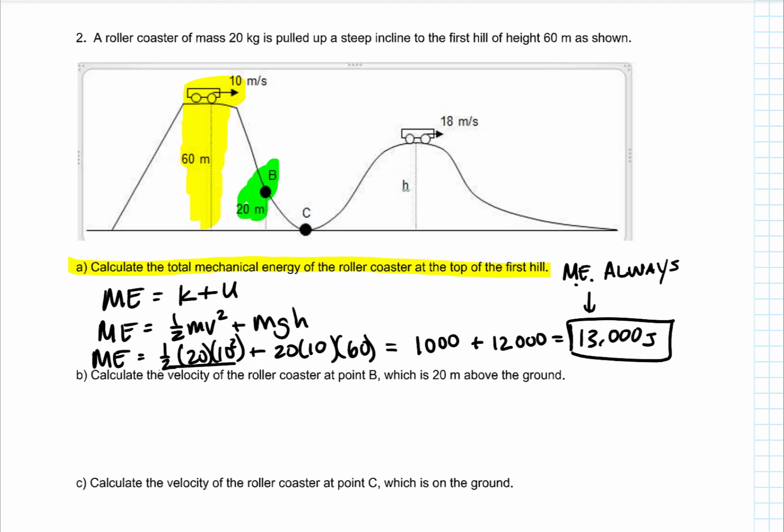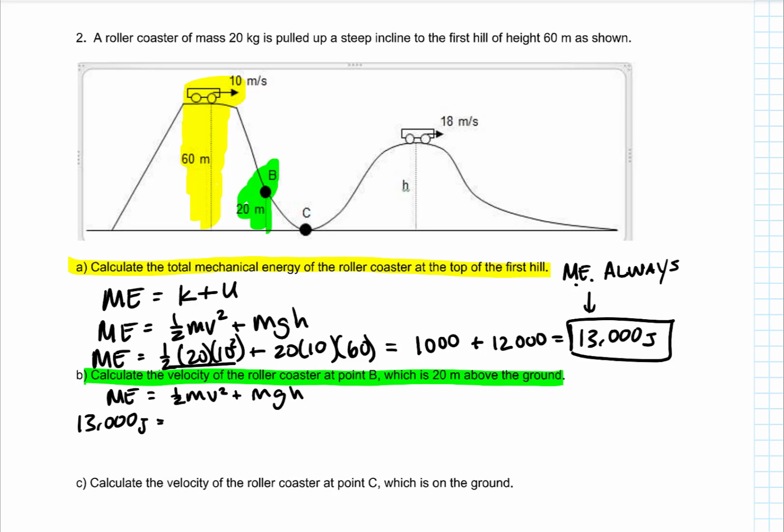So at point B, right here, we want to know the velocity of our roller coaster. So to get that velocity, mechanical energy is kinetic energy, 1/2 mv squared, plus potential energy, mgh. Well, I know my mechanical energy, it's 13,000 joules. And it's equal to 1/2 times the mass, 20, times velocity squared. I don't know that velocity. Plus the potential energy, 20 times 10 times the height of 20. So I've got 13,000 is equal to 10v squared plus 4,000.